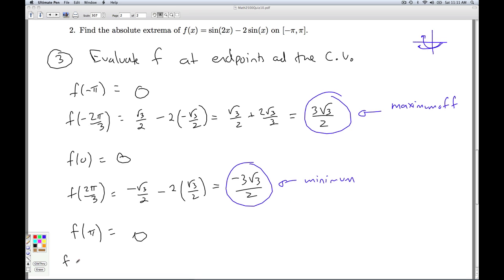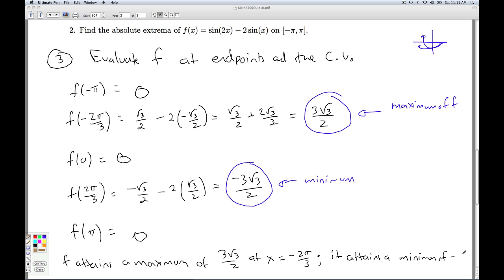So f attains a maximum of 3 square root 3 over 2 at x equals negative 2 pi over 3. It attains a minimum of negative 3 square root of 3 over 2 at x equals 2 pi over 3. So that'll do it for checkpoint quiz 10.